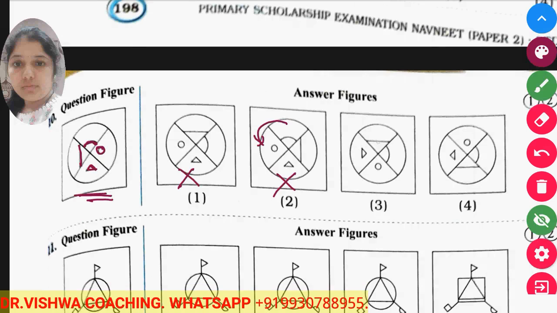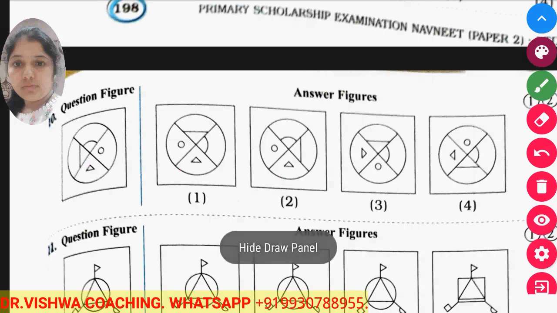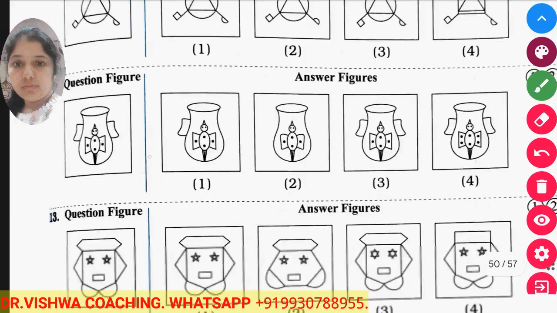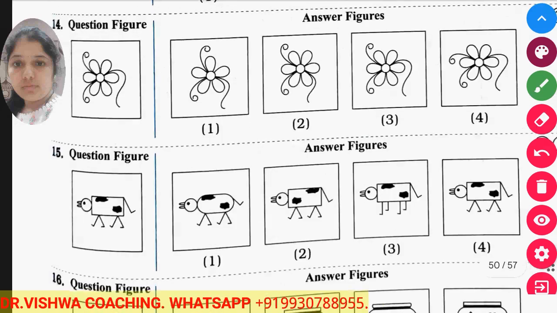Now see here, line, a standing line, means a sleeping line or line segment, after that semicircle, then small circle, then triangle. So this shows exactly the same pattern as the question figure shows, though the direction of the line and the position of the semicircle is changed, but they follow the similar pattern. That's why the third number is the answer here. So in this way you all can try this.